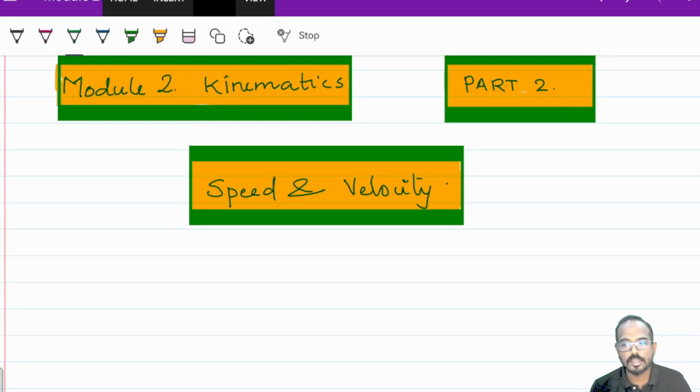In the last class, we discussed distance and displacement. We studied the concept of distance and displacement clearly. In this video, we will learn speed and velocity, two quantities which look similar but are treated differently in physics and exams. So first we will start with the definition of speed.